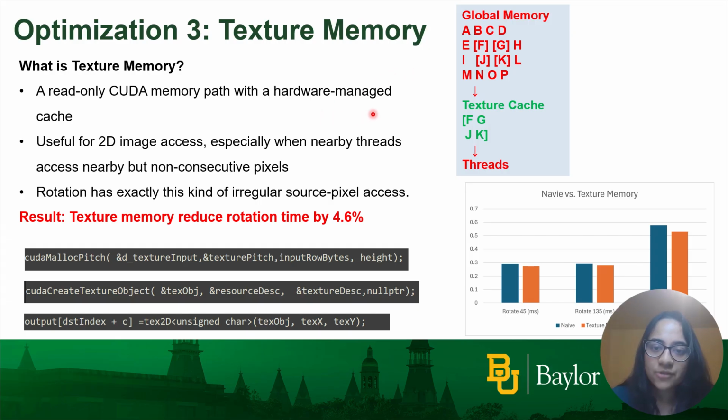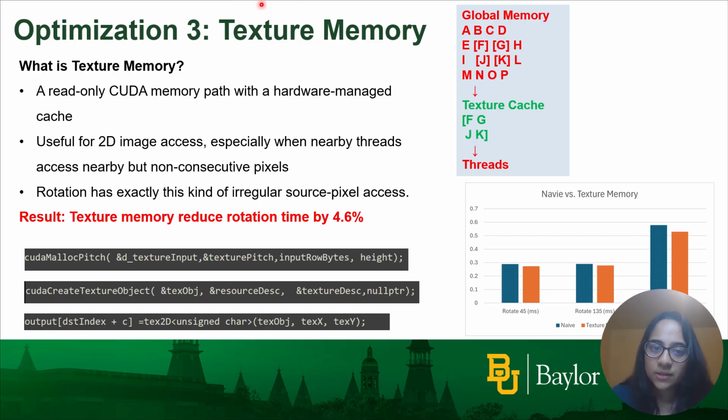Texture memory provides a read-only CUDA memory path with hardware-managed cache. It is particularly useful for 2D image processing and when neighboring threads access nearby source pixels, but the pixels are not in a consecutive order. For example, if we see here, we need to access F, G, J, K, which are nearby and neighboring pixels, but they are not in a consecutive order. For this, texture cache is used. Rotation does exactly this type of access pattern.